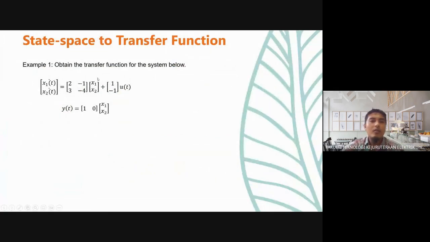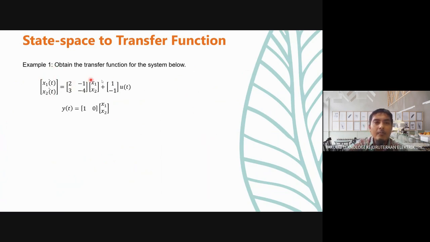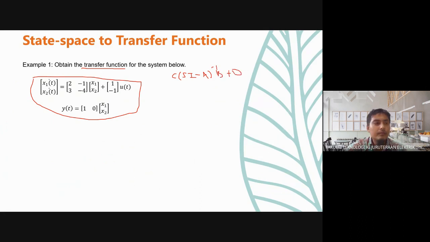All right, so example: obtain the transfer function for the system below. Remember, if I have the state space and the question says obtain the transfer function, then automatically I need to use this formula: C times the inverse of (sI minus A) times B plus D. So this is the formula to get the transfer function. The first thing you need to know: this is A, this is B, this is C, and D equals what? The D matrix equals 0. So there is no D matrix here.